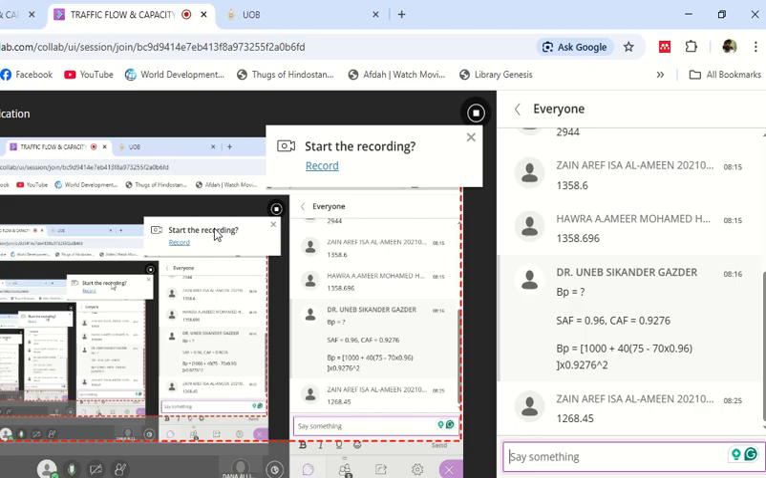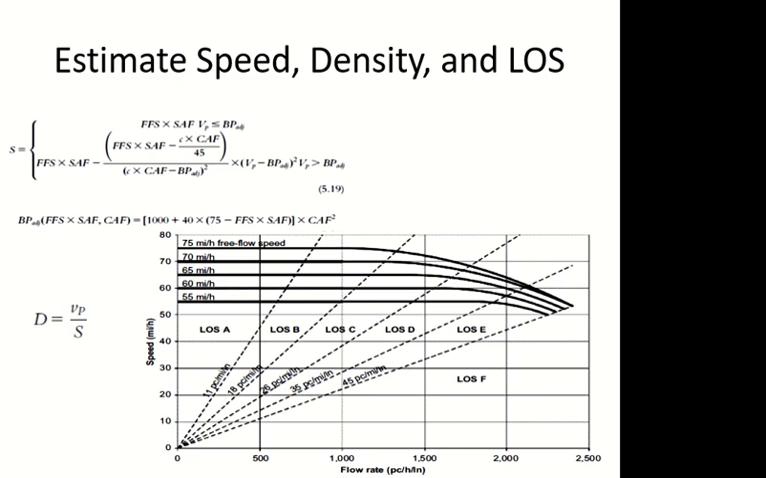Okay, so the next step is, now remember all these values, the breakpoint and the flow rate, are in passenger cars per hour per lane. The next thing we need to do is compare the flow rate with the breakpoint. The flow rate is higher. It was, remember, 1300 something. So I have to use this big equation.